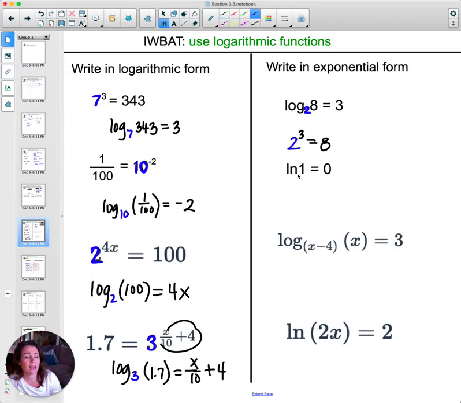What's the base of an ln? So remember the base of this is e. So we're going to have e to the 0 equals 1, input output switch. Base here, x minus 4. So x minus 4 to the third equals the input of x. Again, base is e, so we'll have e to the second equals that input to x.